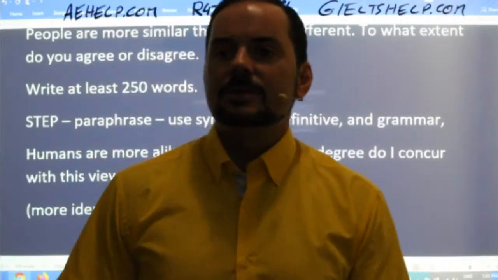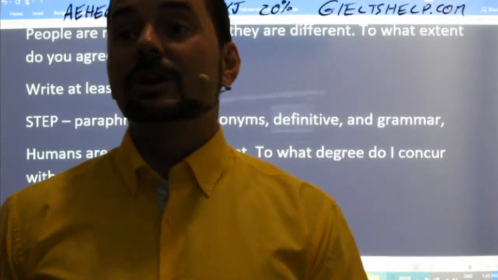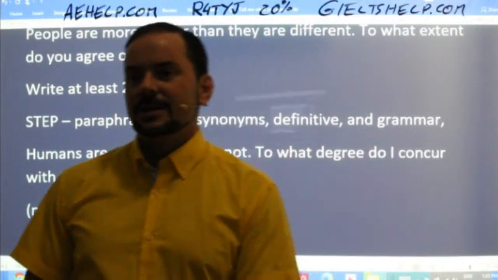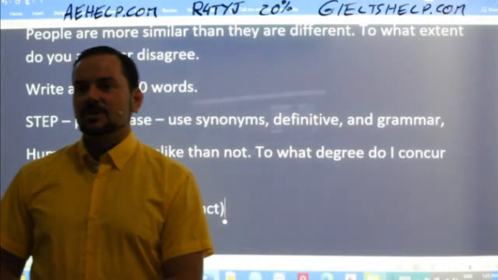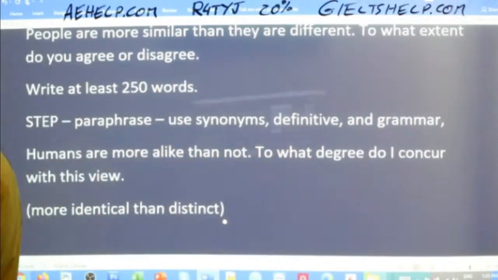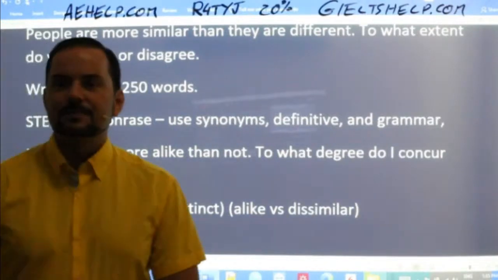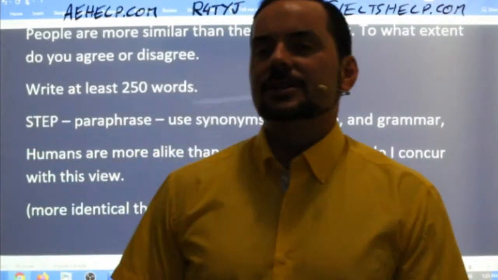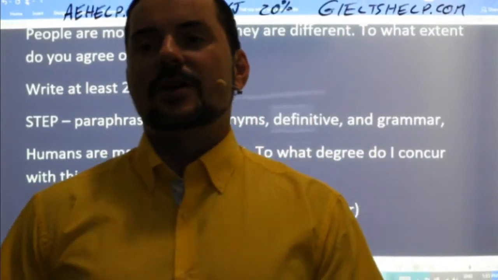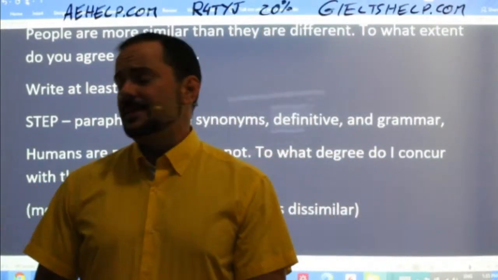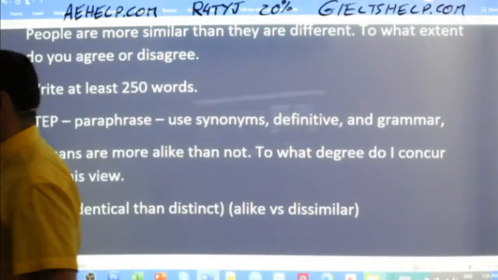Ferdavs says, humankind is much more the same than they are dissimilar. Very good. Yeah, so that's, again, a good one. All right. So some more vocabulary. Alike versus dissimilar. Yeah, interesting language, the English, with words like dissimilar. Definitely. Jainil says, individuals are more related than they are distinct. Yeah, that's good too. Okay, so we're moving along here.